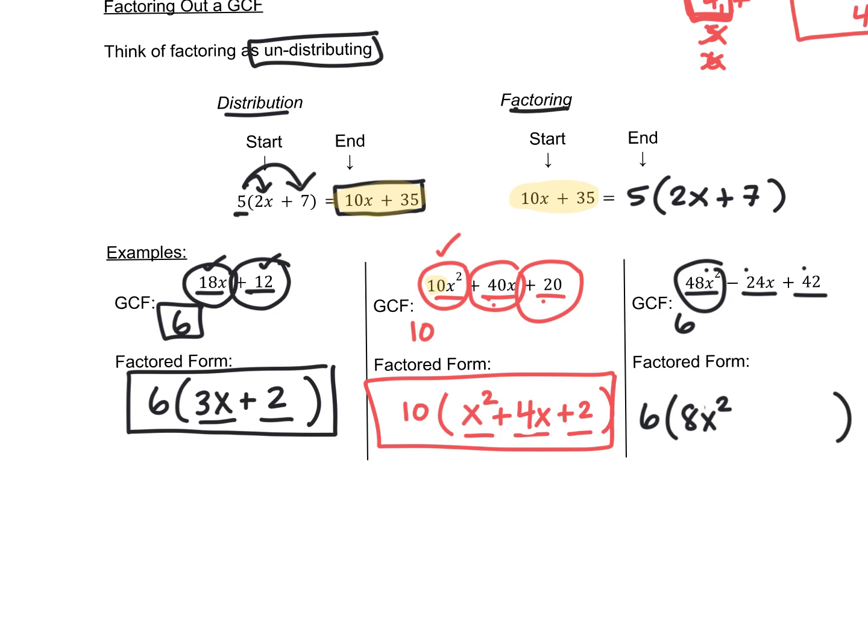Next I need to multiply something by 6 that would get me negative 24x, so I need a negative. And 6 times 4 is 24, and then an x. And then lastly, positive 42, I need a plus 7.